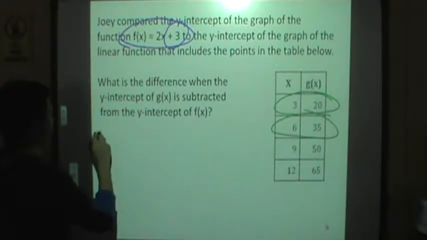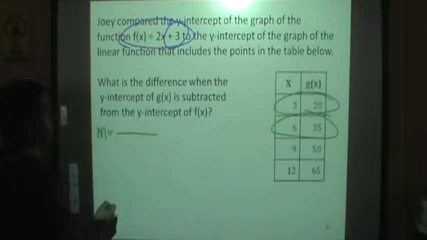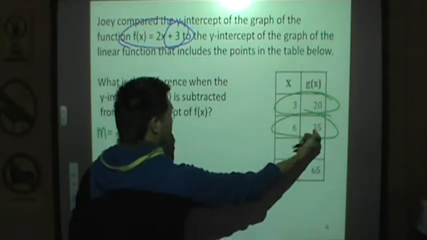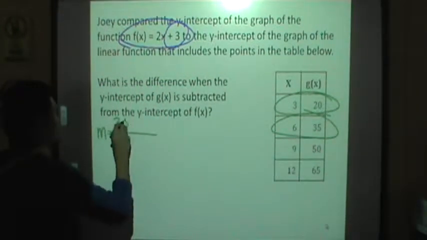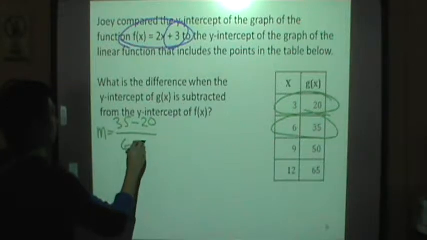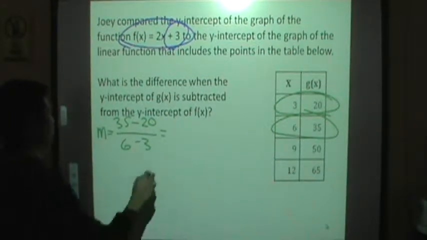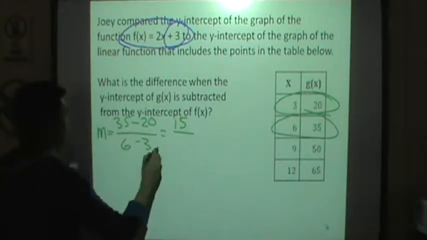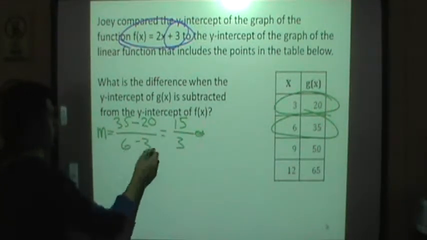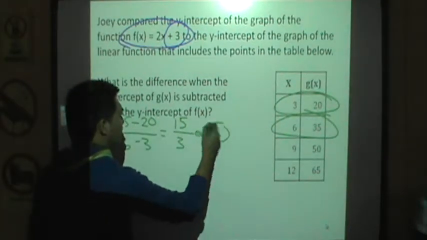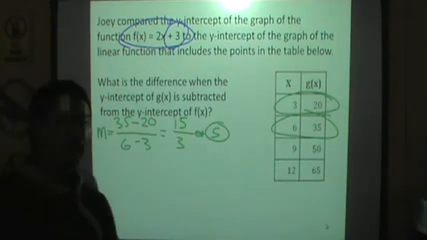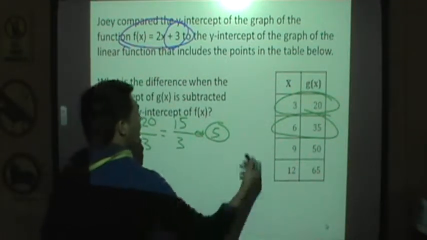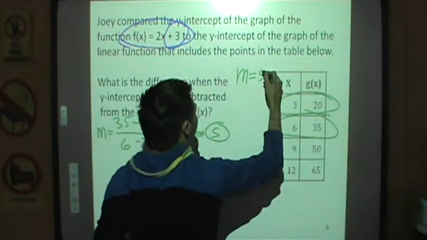Now to find the slope, remember, it's y2 minus y1 over x2 minus x1. So for y2 it's 35 minus 20, and then 6 minus 3. That will give me 15 divided by 3, since 6 minus 3 is 3. 15 divided by 3 is 5. At this point, I now have the slope of 5.